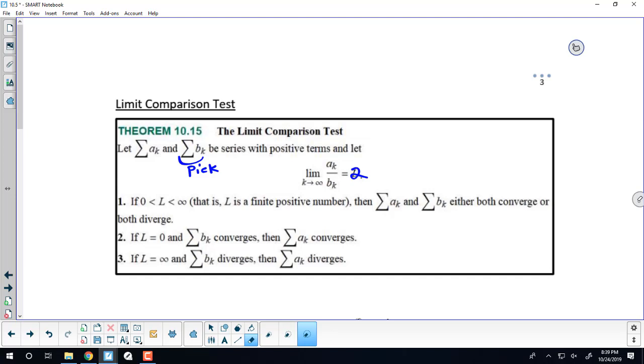Okay, how about situation number 2? If the limit of their quotient is equal to 0 and the chosen series B converges, then A converges. So why does that have to be the case? If the limit is 0, the series we chose has to converge to imply convergence of A. If that limit is 0, what does it mean about A and B? B grows more rapidly than A.